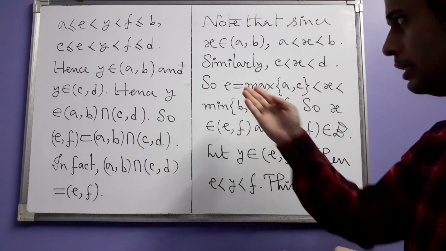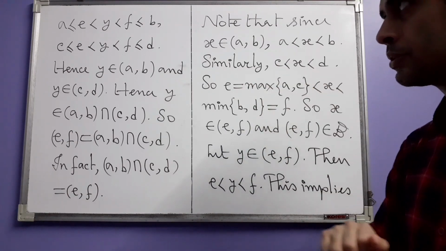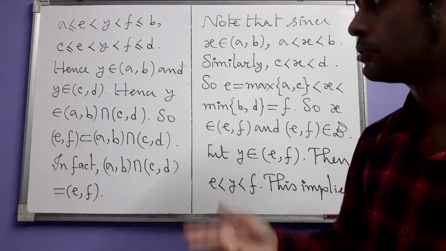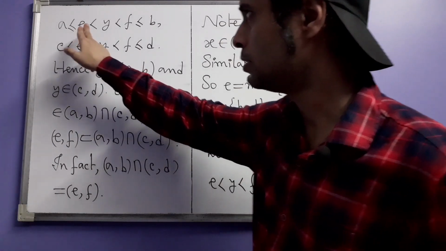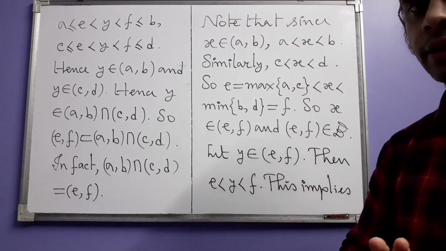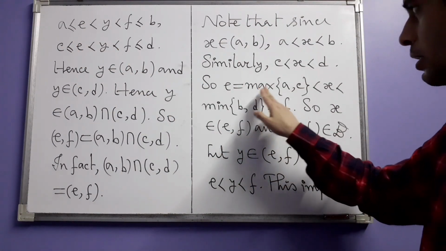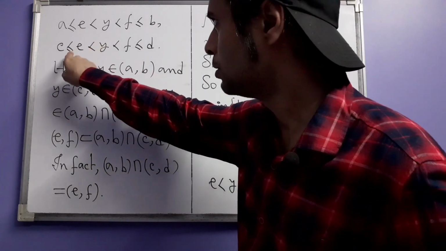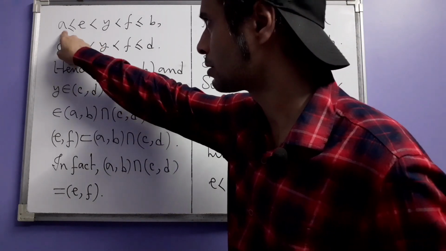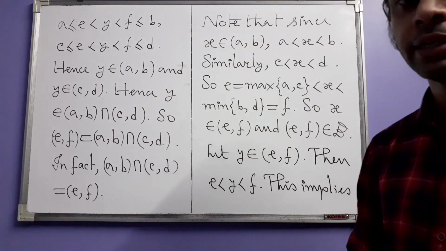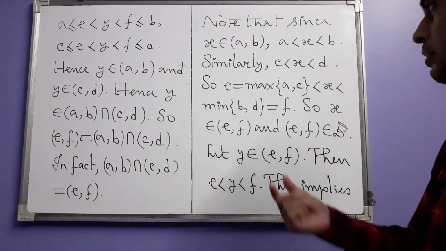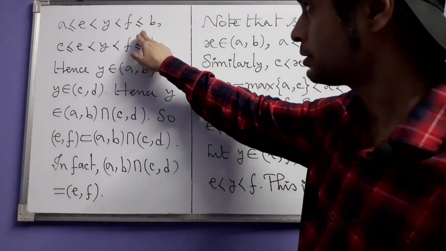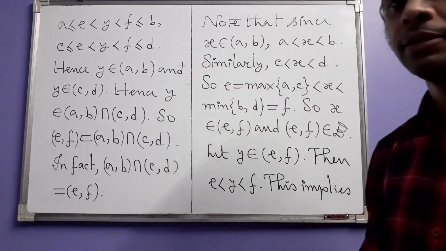But then E is equal to C and A is less than C, so A is less than E. So we see that the maximum is greater than or equal to A. Actually, the maximum is greater than or equal to both the numbers. And that's what we used here. E is greater than or equal to both A as well as C. Similarly, the minimum of B and D, which is F, is less than or equal to both B and D.